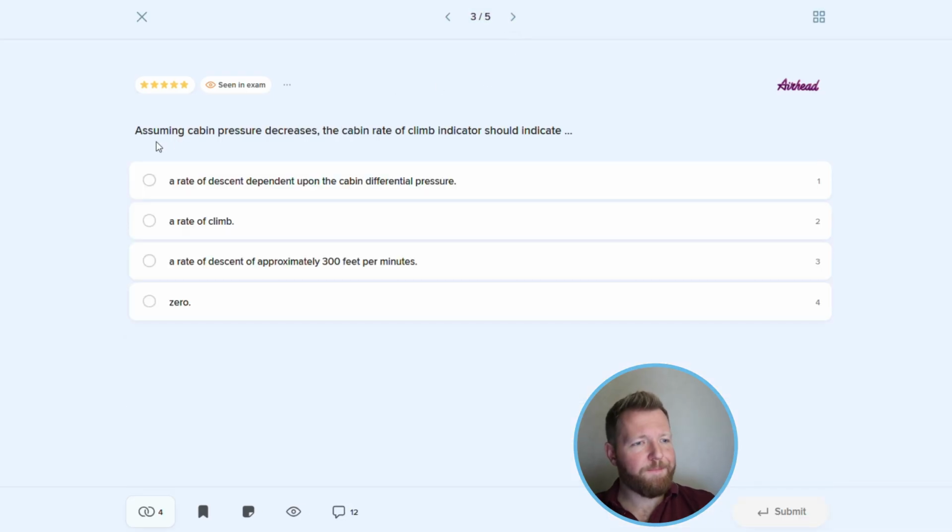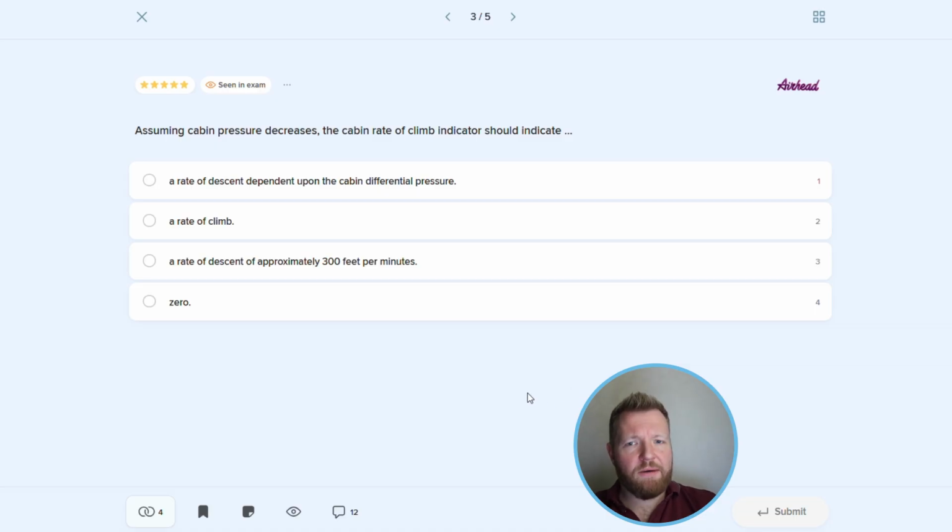Question number 3. Assuming cabin pressure decreases, the cabin rate of climb indicator should indicate a rate of descent dependent upon the cabin differential pressure, a rate of climb, a rate of descent of approximately 300 feet per minute, or 0.